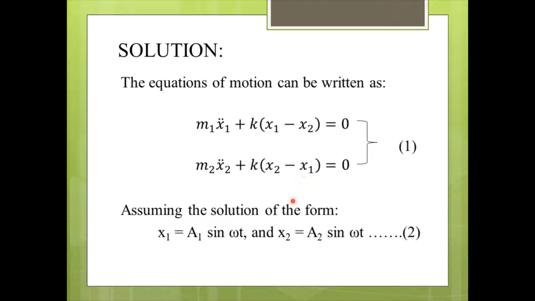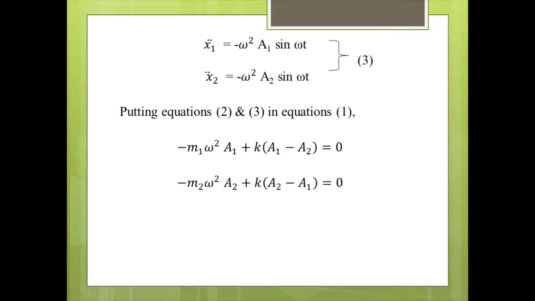Now let us assume the solution for this particular problem to be simple harmonic motion, where we are expressing x1 and x2 as a1 sin omega t and a2 sin omega t, which are the two common forms of solution of simple harmonic motion. In the next step, we are finding the accelerations for the displacements x1 and x2, which are given like this. Acceleration for x1 is minus omega square a1 sin omega t, and acceleration for x2 is minus omega square a2 sin omega t.